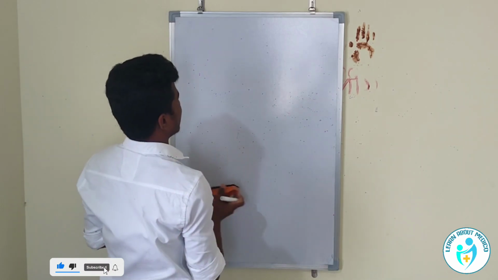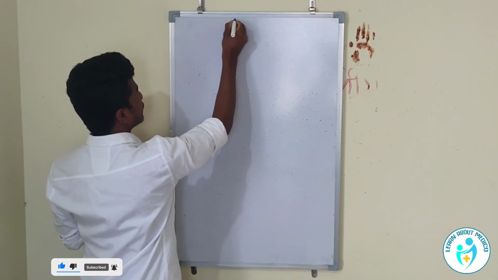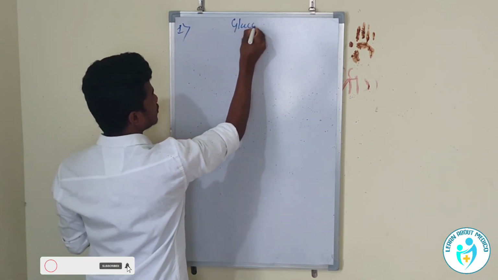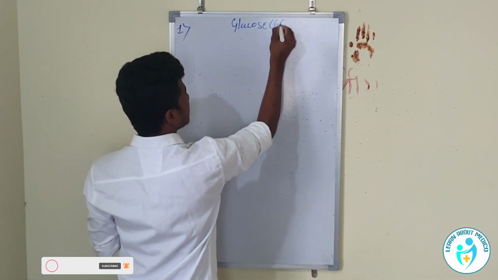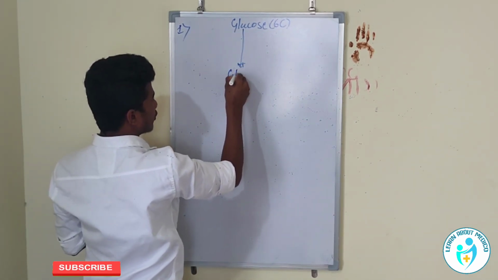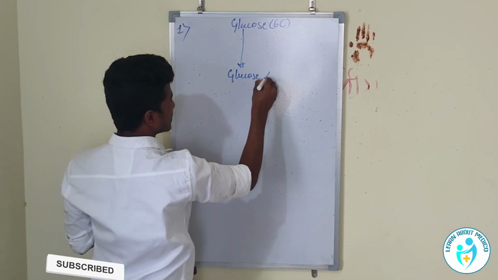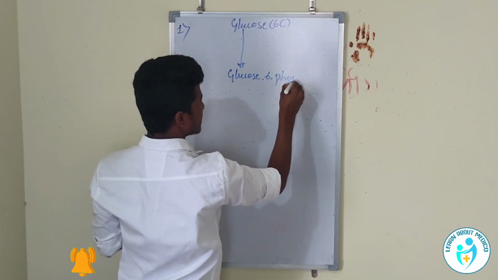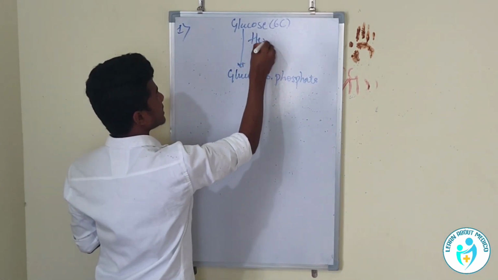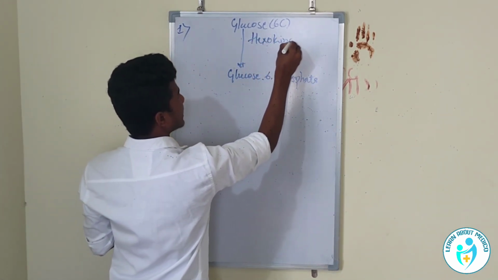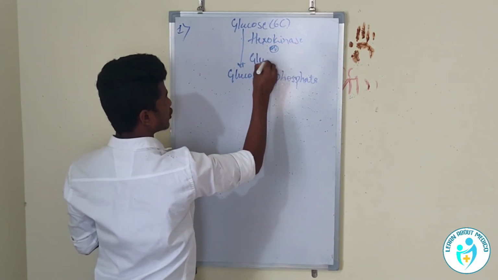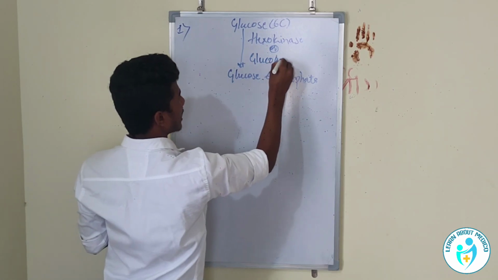The glycolysis pathway starts from glucose. The first step starts from the glucose. The 6 carbon molecule glucose gets converted into glucose 6 phosphate with the help of enzyme hexokinase or glucokinase.